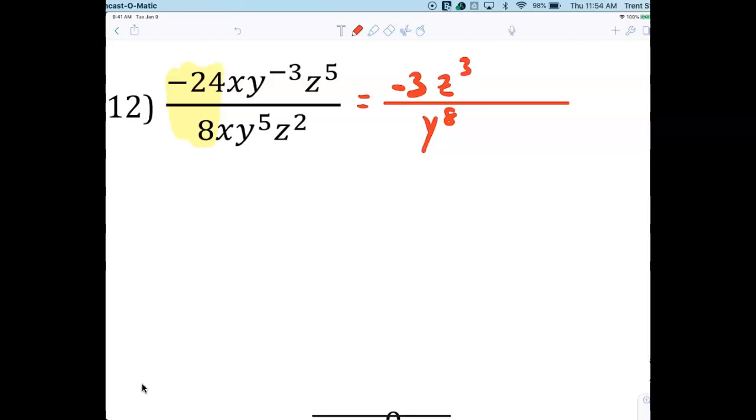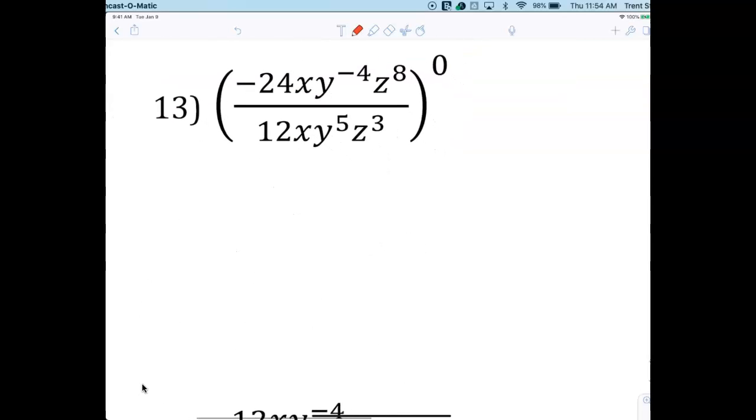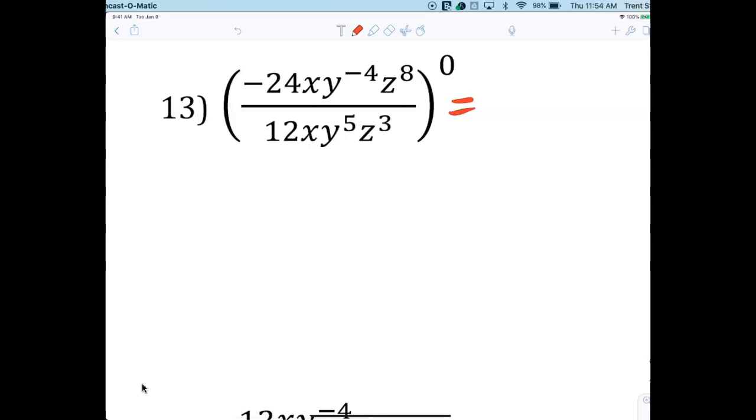Now, if you're having trouble, now's the time to speak up. Everybody good so far on all these? All right, here we go. Brady, 13. We don't have to do that one. Anything to the 0 is what? 1. All right, anything to the 0 power is 1.